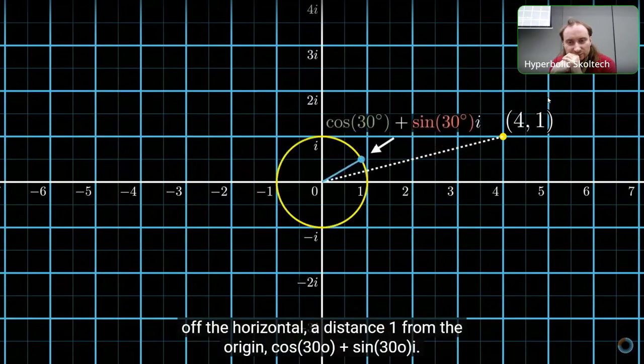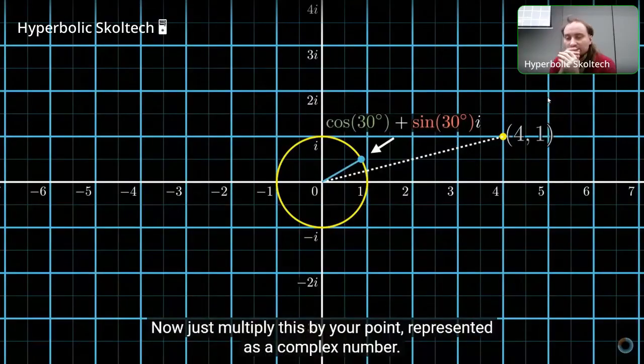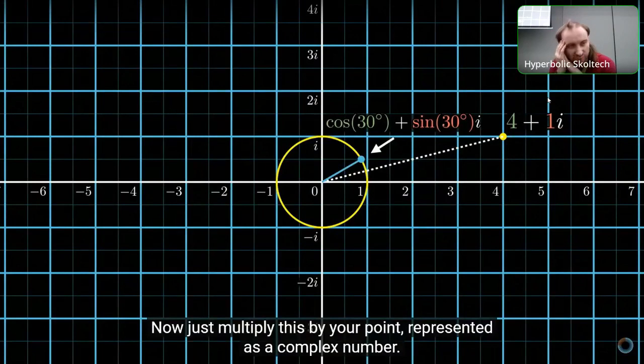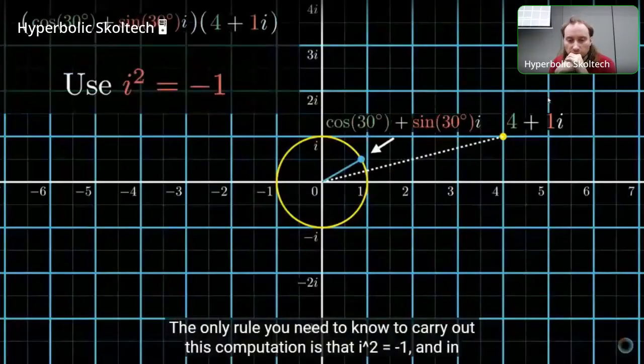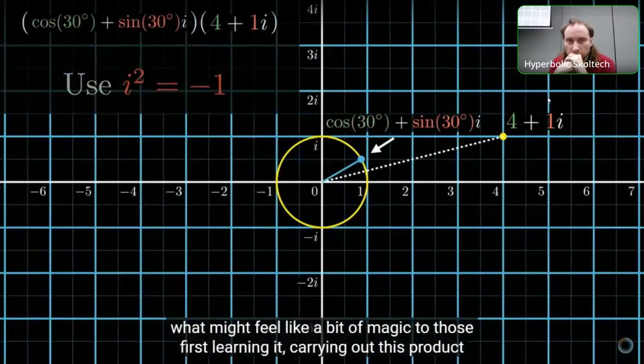The only rule you need to know to carry out this computation is that i squared equals -1. Then, in what might feel like a bit of black magic for those first learning it, carrying out this product from that one simple rule gives the coordinates of the point rotated 30 degrees from the original.